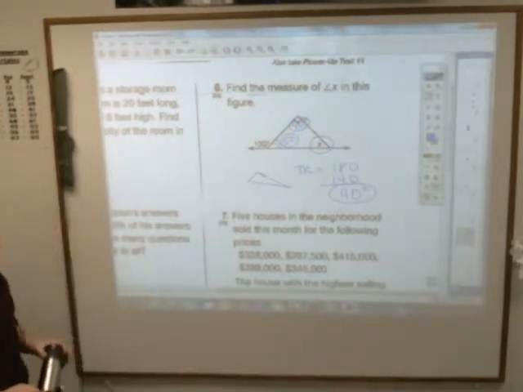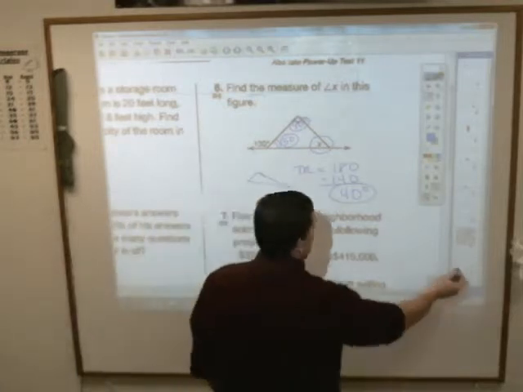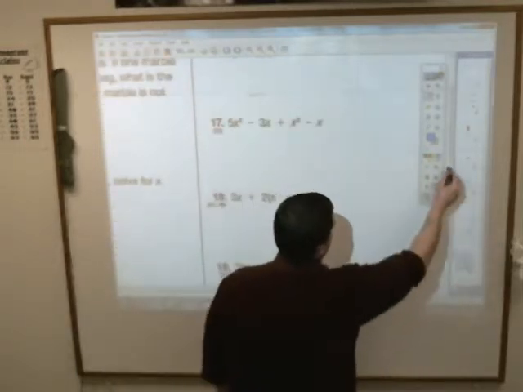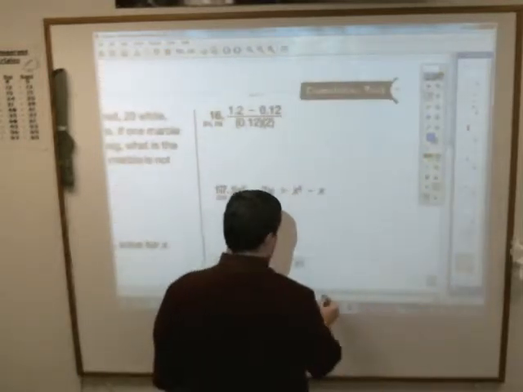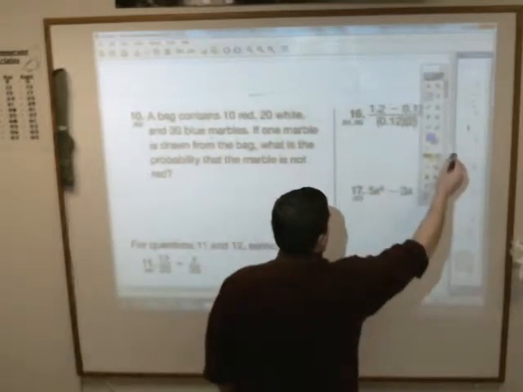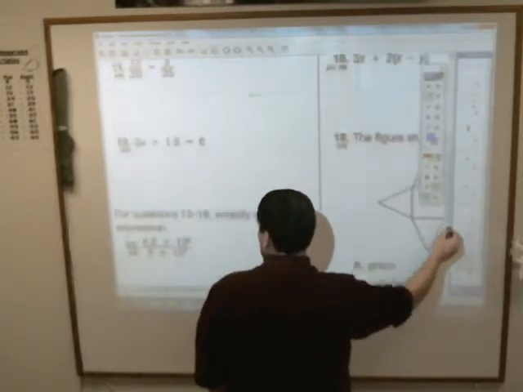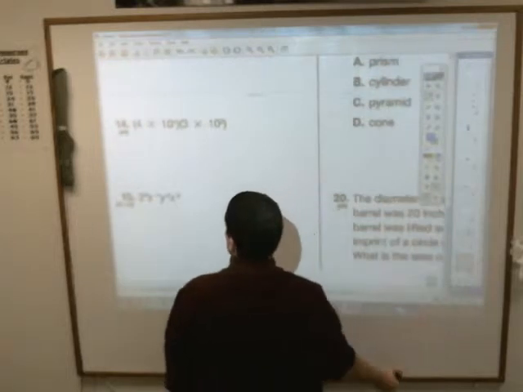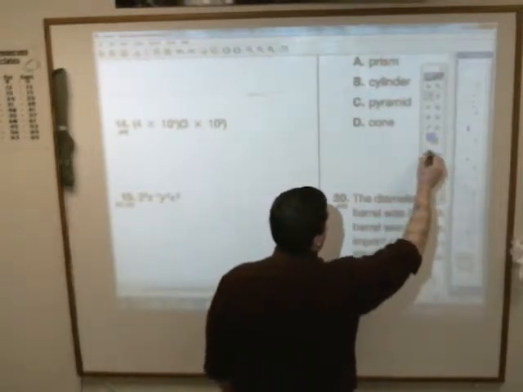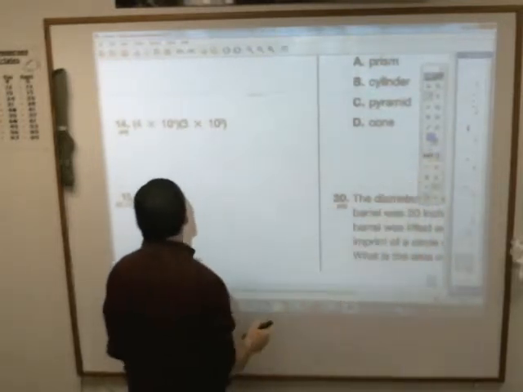Lucas? Espanol. Number 15. Number 15, most likely. Number 15, absolutely.